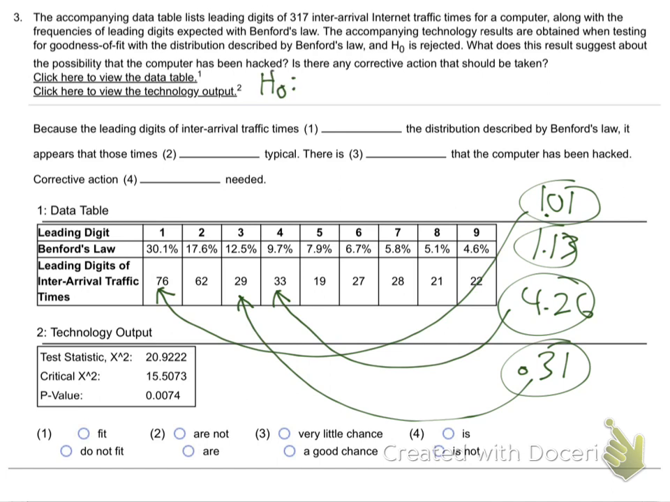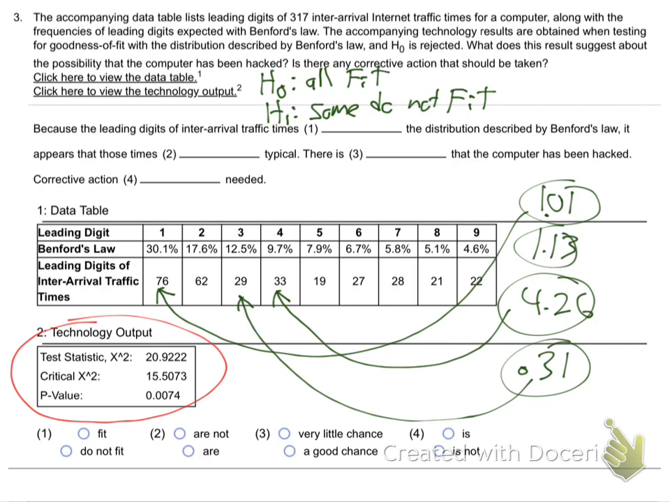The H0 is all fit, all categories fit. H1, some do not fit. Some of the categories do not fit what they should, Benford's law. All right, here we go. Let's answer the questions. They're giving us the results right here. We'll learn how to do it on our calculator in a few minutes. But let's just suppose we've done it. There's the results from our calculator.